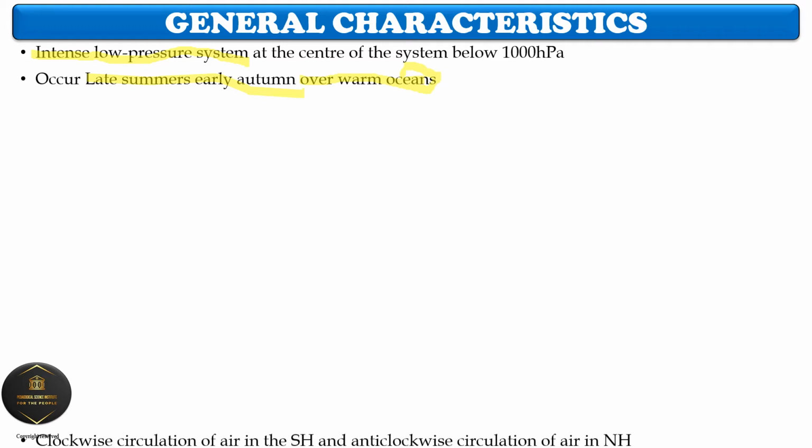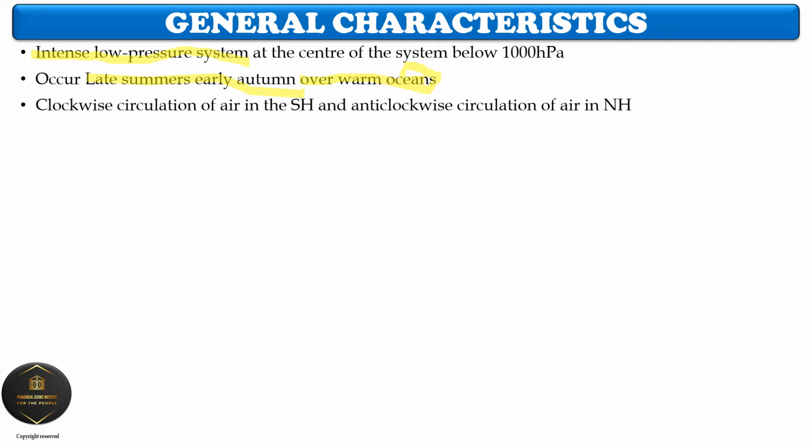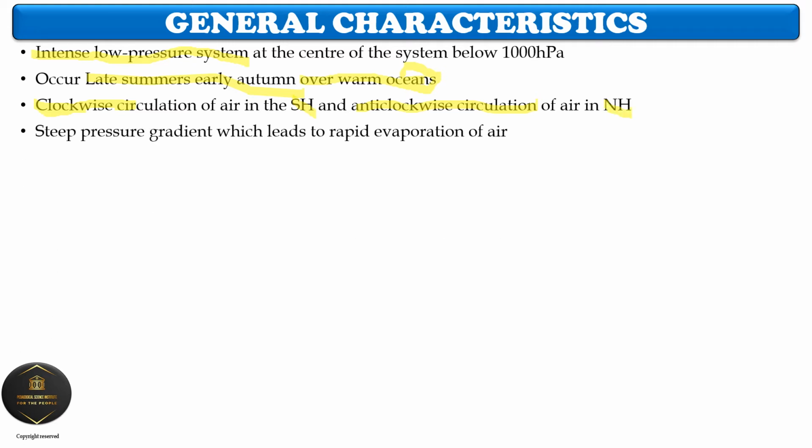Another one is that the air around the system will circulate in a clockwise direction in the southern hemisphere, and in an anti-clockwise direction in the northern hemisphere. They are also associated with a steep pressure gradient, which means we have more vaporization of air as a result, and that may cause them to be associated with very strong winds. And as we said, they move from east to west.